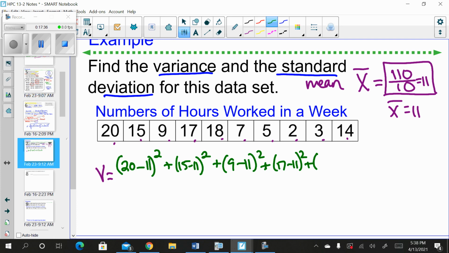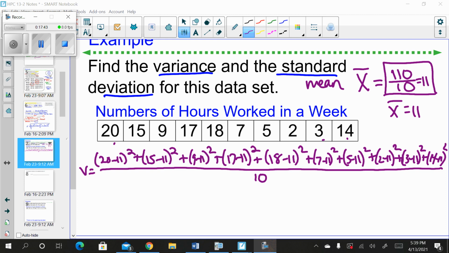I wrote way too big. All right, so I tried to write them all out so we could see them. It's the difference between each data value and the average, and then we're going to square all of them and divide by 10. So we're just using the formula here. What I want to show you next is what that looks like when we actually calculate those.